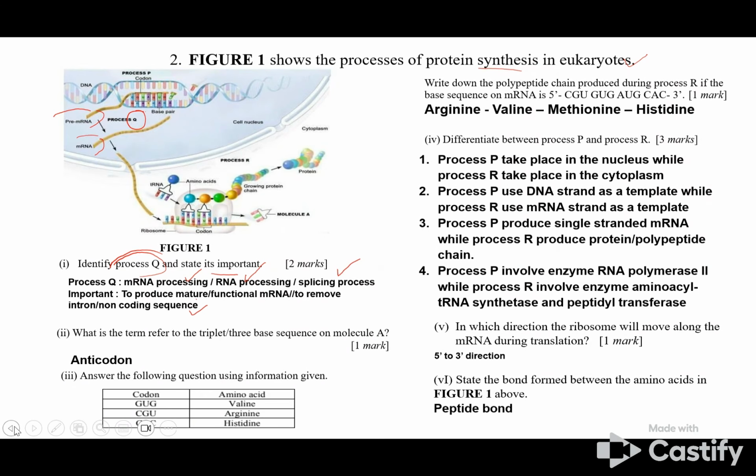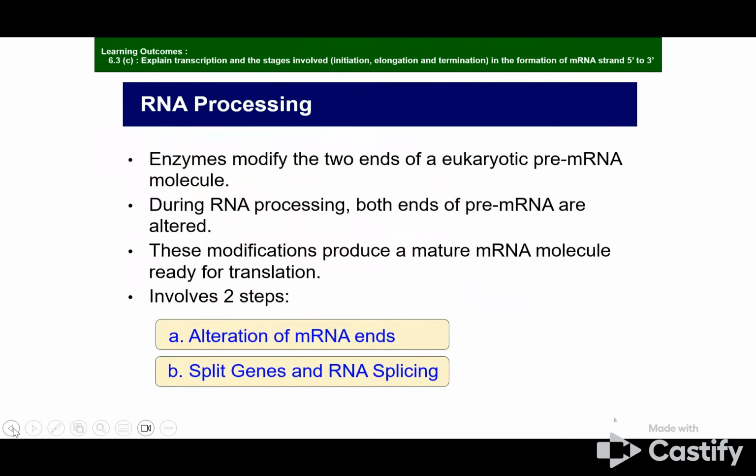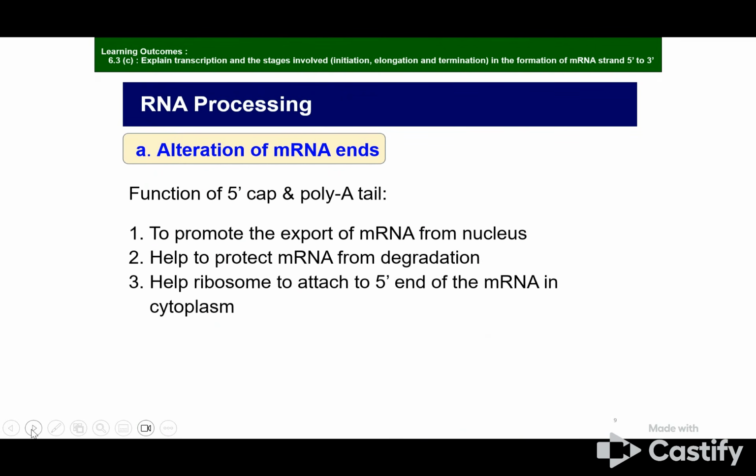If you refer back to the earlier slide, you can see what RNA processing is. It involves two steps: alteration of the mRNA strand, and split genes and RNA splicing. So why does it need to undergo RNA processing? What is the function of the 5' cap and poly A tail? They promote the export of mRNA from the nucleus, help protect mRNA from degradation, and help the ribosome attach to the 5' end of the mRNA in the cytoplasm. All of these are from your notes.